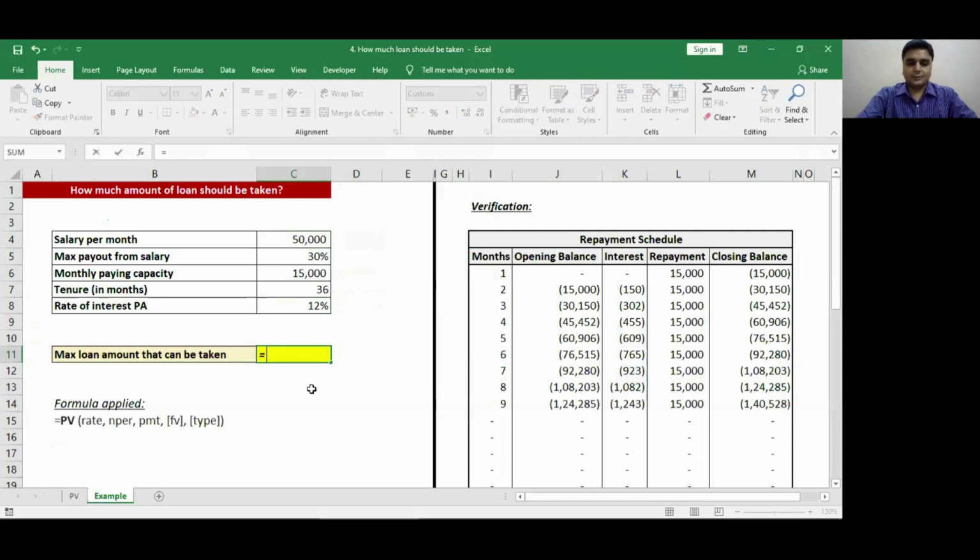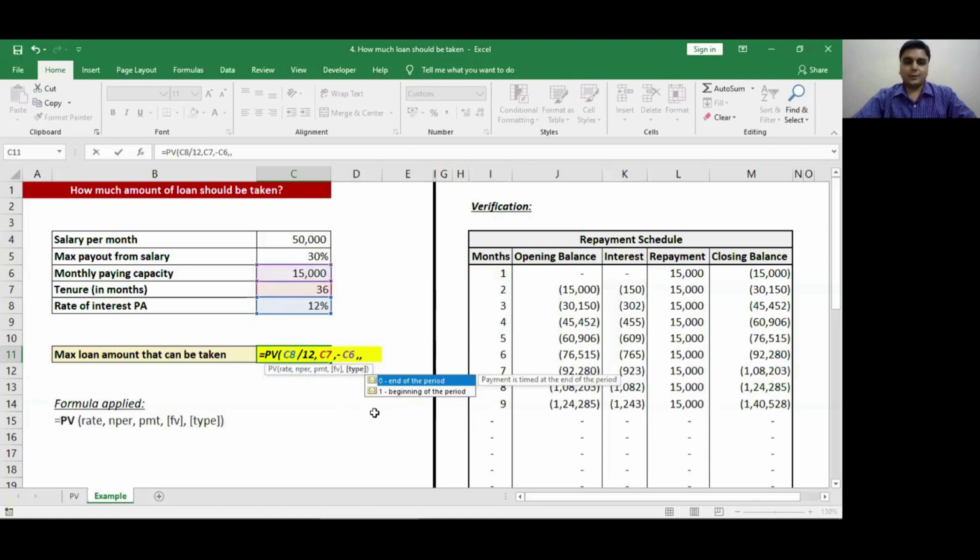So for this, we will use the function called PV. PV stands for present value. Now it is asking me to input rate. I will select 12%, divided by 12 because my repayment will be done on a monthly basis. Number of periods, it is 36, comma. Now it is asking me to input PMT, that is the amount of installment, which is minus 15,000, comma. It is asking me to input FV. There is no FV in this case, so I will leave it blank, comma. Now I'll have to select the type.